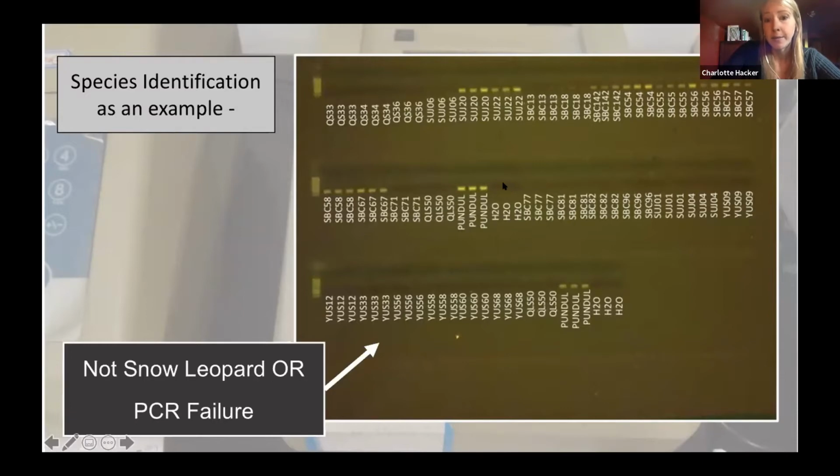If we got amplification, then we can say that's a snow leopard, and that's great. But if it did not amplify, it could be one of 2 things, right? It could be that it's not really a snow leopard, or our PCR just didn't work. We didn't get amplification because our DNA quality or quantity was too low, and we had PCR failure altogether. Those are things to take into consideration when you're talking about your results and reporting them with non-invasive genetics.